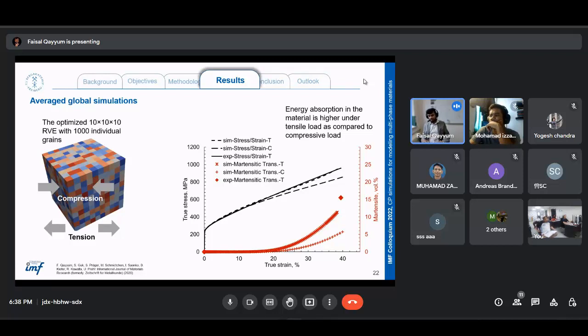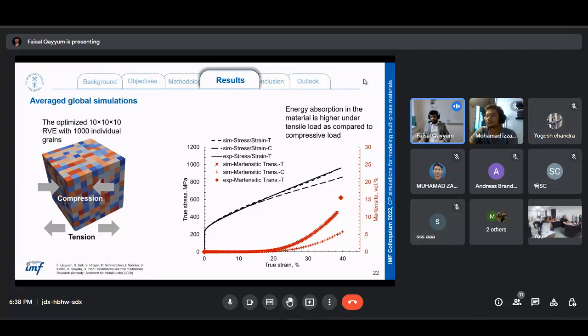What we observe here is that the energy absorption in the material is higher under tensile load as compared with the compressive load. First of all, because we calibrated the data quite well, you will see that the solid line represents the experimental observations, and the dotted lines show the overall tensile simulation results. They match quite well. And on the lower side, the red lines indicate the overall transformation behavior of the material. In this material, there is a phase transformation from metastable austenite to martensite, which we were interested in modeling, and we also tried to calibrate our model based on that.